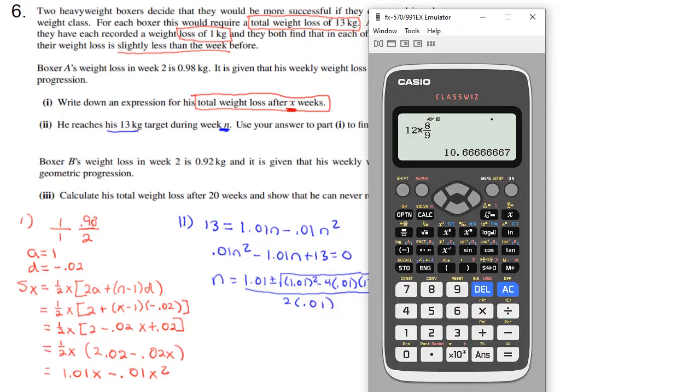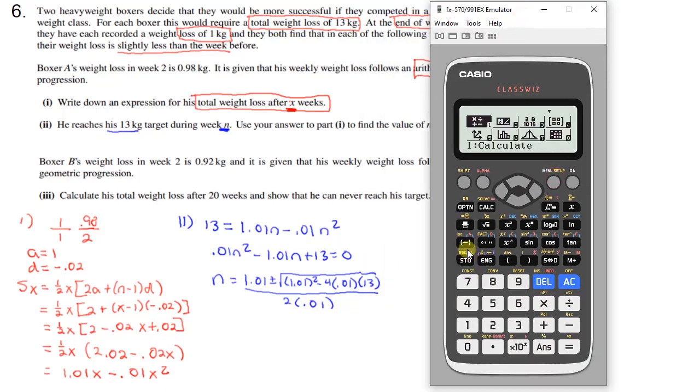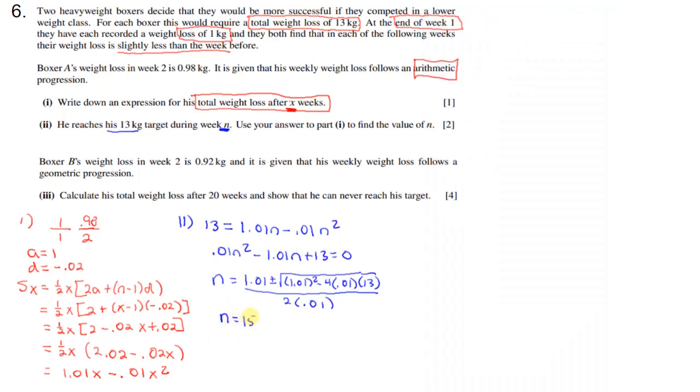Then I'm going to go to my calculator, go to menu A, and plug in 0.01 for the first, negative 1.01 for the second, and 13 for the third. I'm going to get two answers. One's 85 and the other one's 15. In this case, I'm going to pick the first one. The first time he hits this weight is 15.14. Now the thing is, 15 weeks doesn't quite cut it, so we have to round up to 16 weeks for the total weight loss of 13 kilograms.